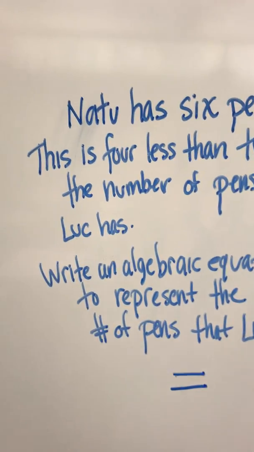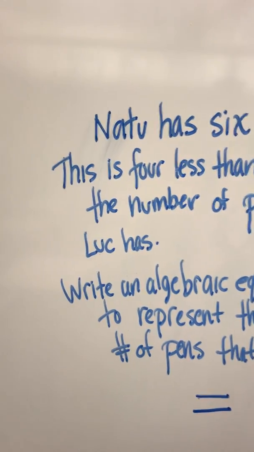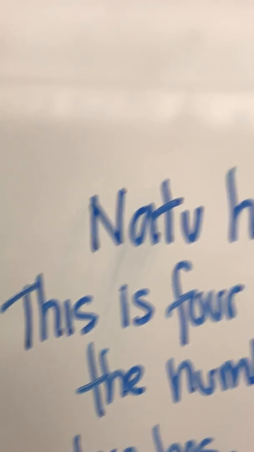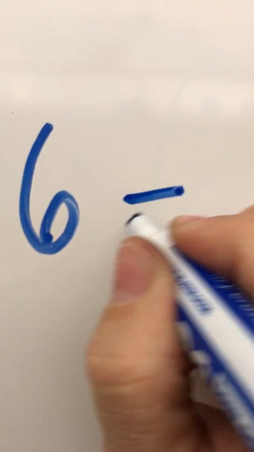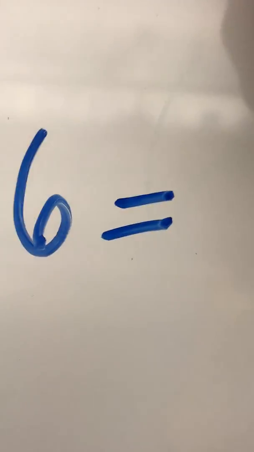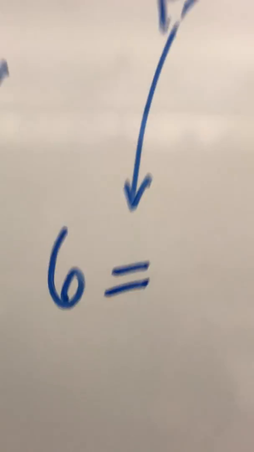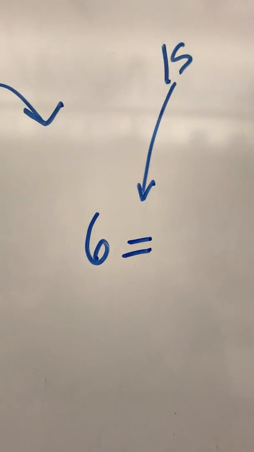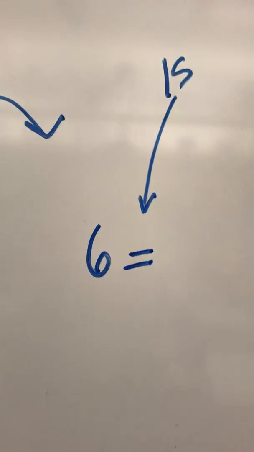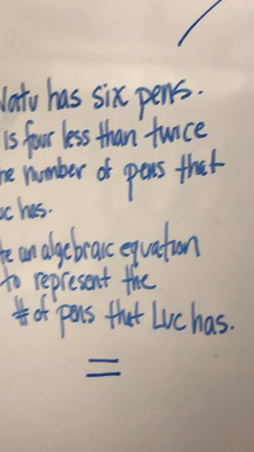Gosh, I'm way zoomed in. This is. Well, what is the this? The this is the number of pens that Natu has. So this is. The word is cues up the equal sign. Okay, so Natu has 6 pens. This is. Brilliant. Now we just have to look at the rest of this.